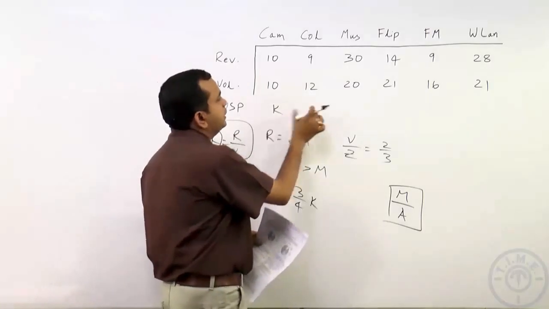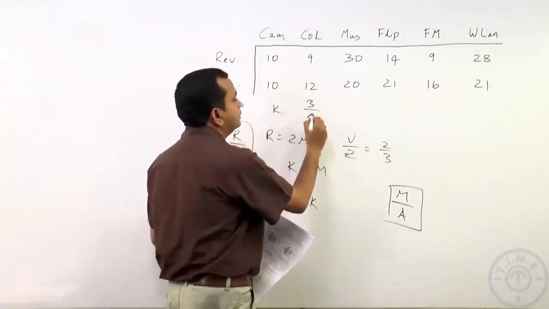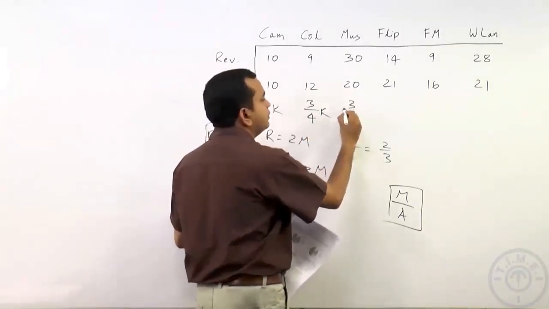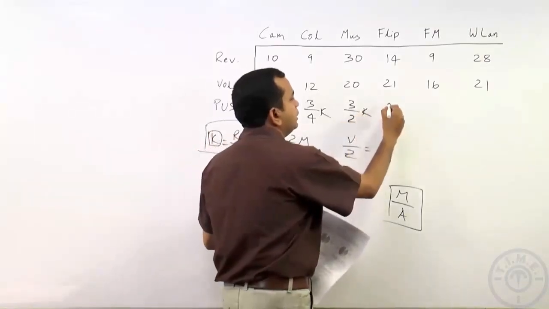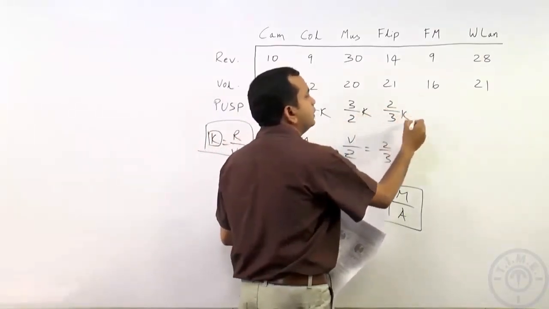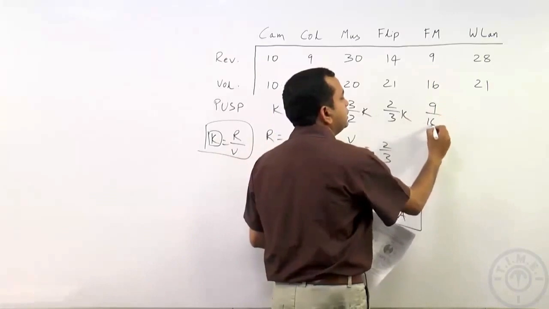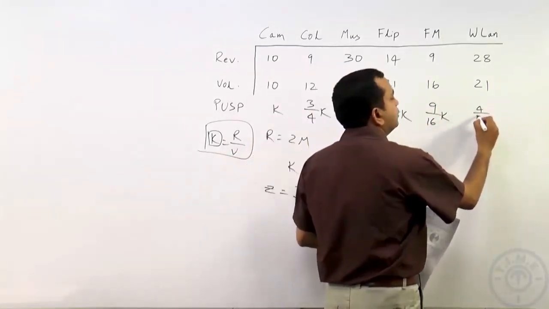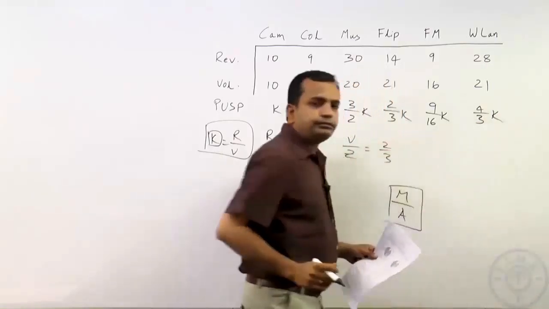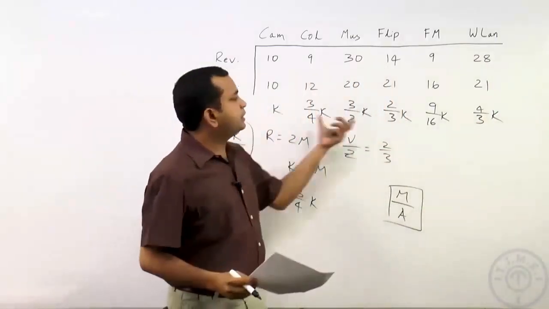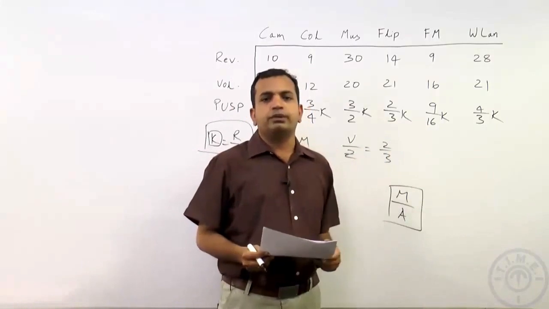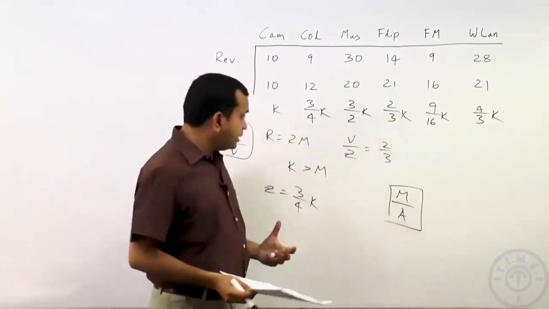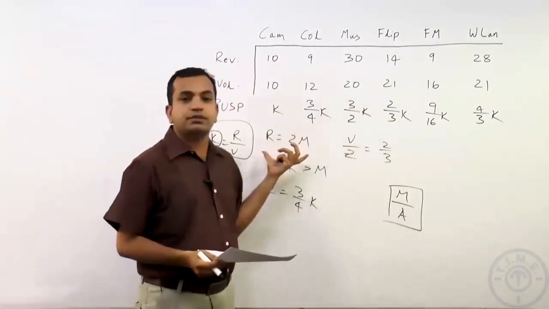So, here we have a K, and here we have a 3/4 K, here a 3/2 K, here a 2/3 K, and here a 9/16 K. These numbers are not divisible by each other. And here we get a 4/3 K. These are the per unit selling prices that we know of each of these models, and we have some relationships which are given to us.